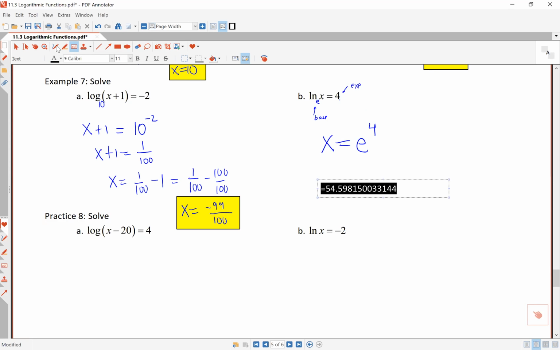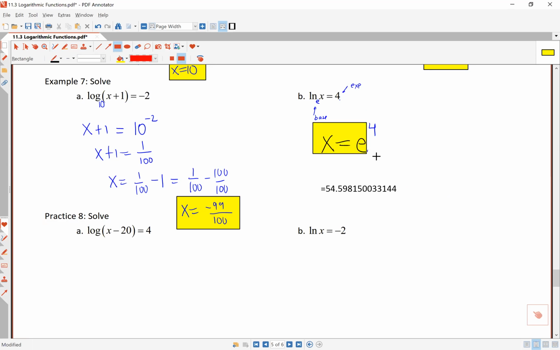So again, we only estimate if we're asked to, especially if it's an application problem. But x equals e to the 4th is the exact answer, as I call it. And the approximation for the solution is going to be 54.598.